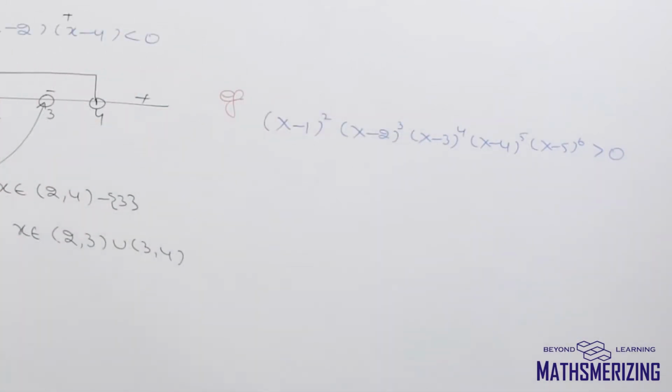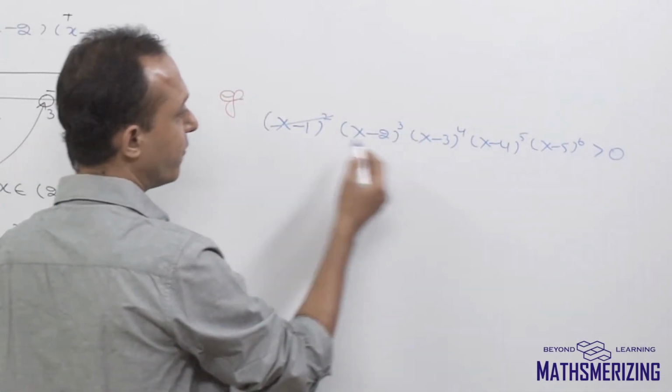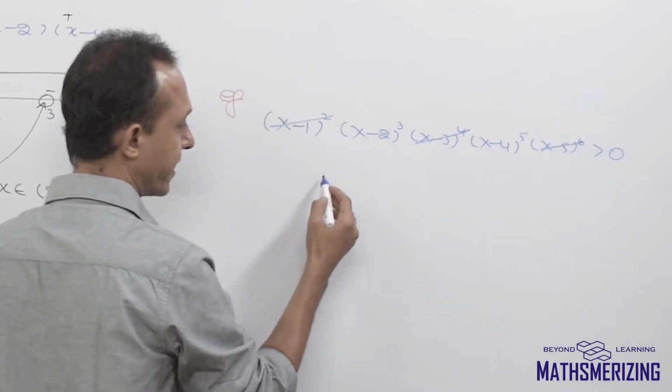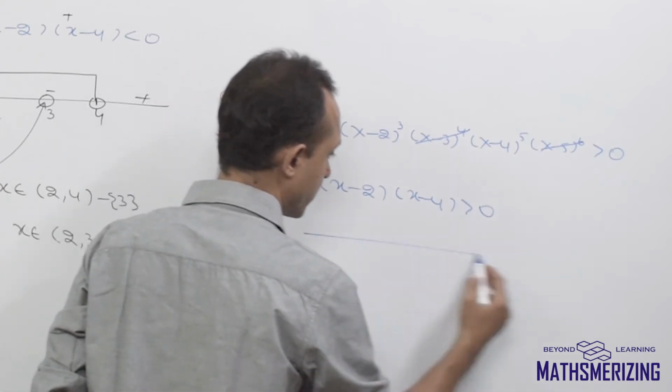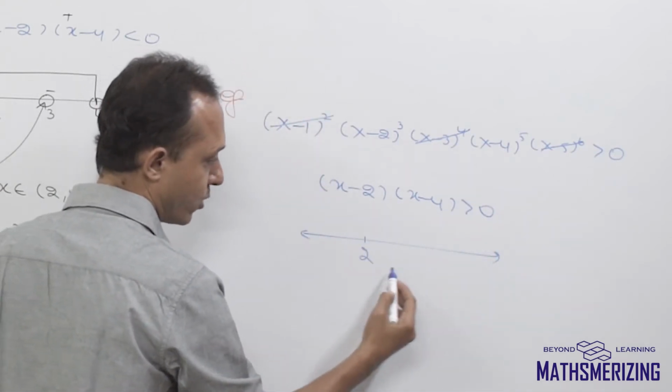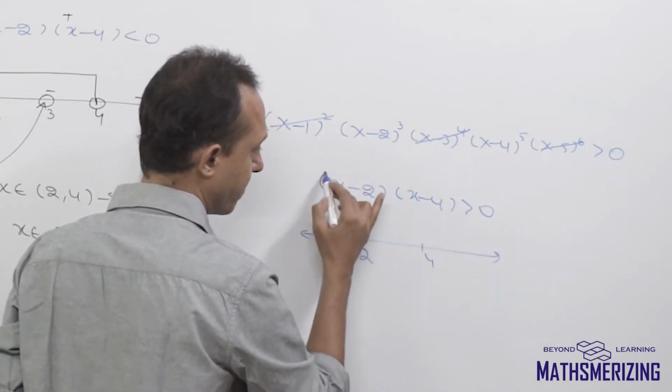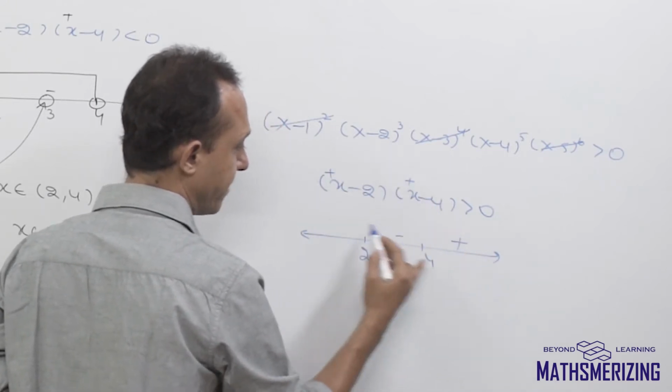Greater than 0, right? So now rule number 1 says I can remove 2, 4 and 6. So I can simply write it as (x − 2)(x − 4) > 0. So the roots are what? Roots are again 2 and 4. So rightmost, plus and plus. So this is plus, minus and plus.